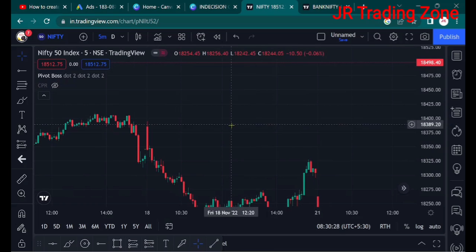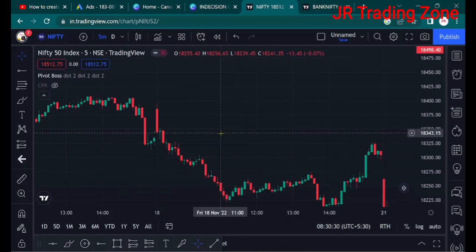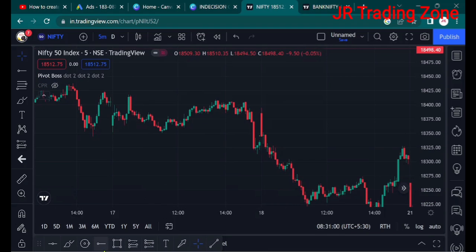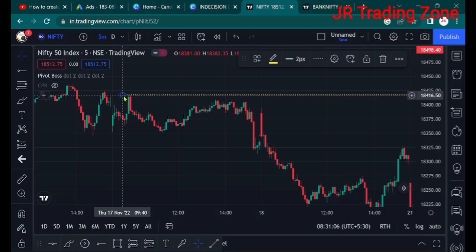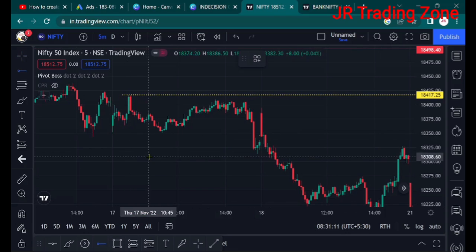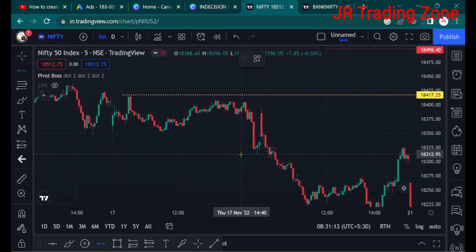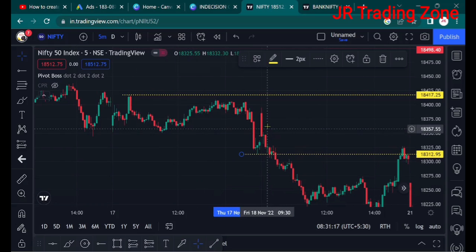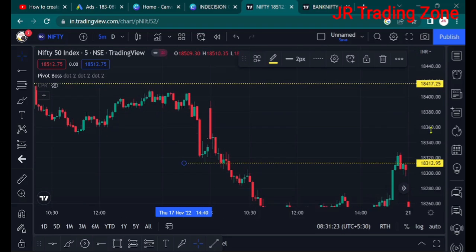This is 18th of the same month. Same scenario. What we have to do first? We have to mark the previous day high levels. Previous day means 17th high. It's here. 17th low, that's here. Okay, we are marking these two levels. First candle on 18th is a reddish candle, full red candle. That means a bearish sign.